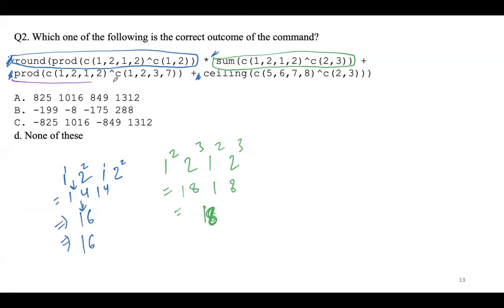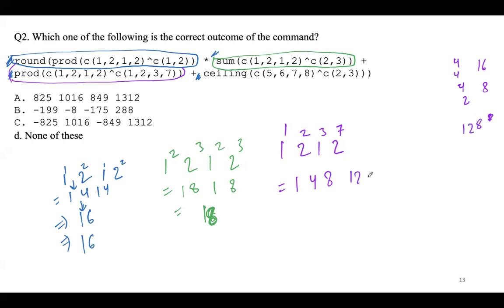Okay. Then we have this one. So again, 1, 2, 1, 2. This is to the power 1, 2, 3, and 7. That's 1, 4, 8. To the power 7. Is it 32? No, 4, 4. No, it's not. 4, 4, 4, 2. 16 and 8. 8, 4, 128. Right?